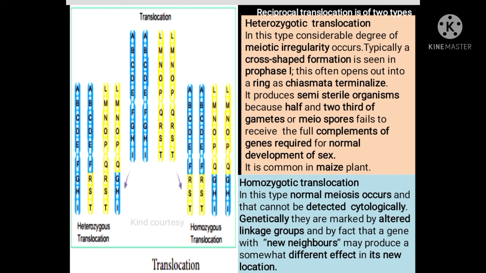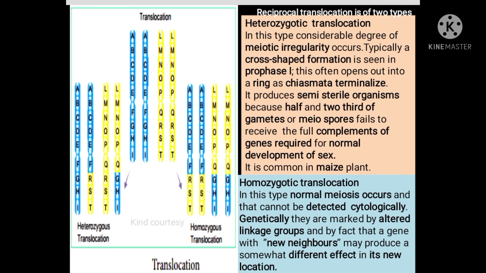In a heterozygotic translocation, a considerable degree of meiotic irregularity occurs. Typically, a cross-shaped formation is seen in prophase I. This often opens out into a ring as chiasma terminalization occurs. It produces semi-sterile organisms because half to two-thirds of the gametes or meiospores fail to receive the full complement of the genes required for normal development. It is common in the maize plant.